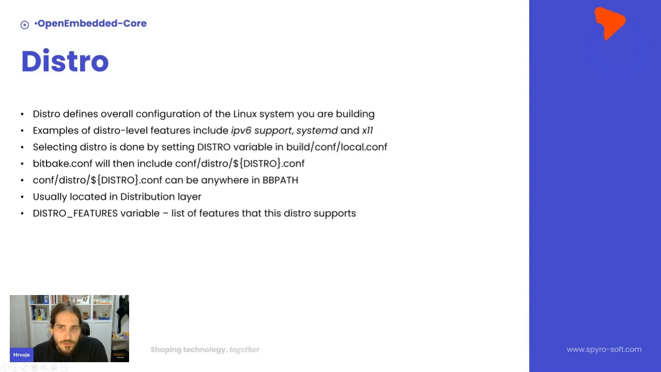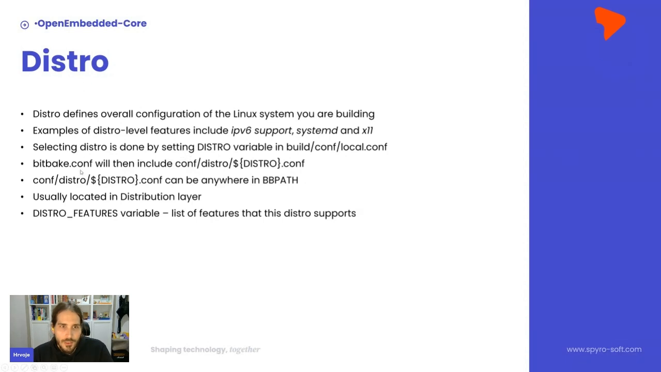If you remember previously, this local.conf file will be included in bitbake.conf. After bitbake.conf includes it, it will know about the DISTRO variable, and it will know which distribution configuration it should include. This distro configuration should be located somewhere in the BBPATH. It's usually located in a special layer called the distribution layer.